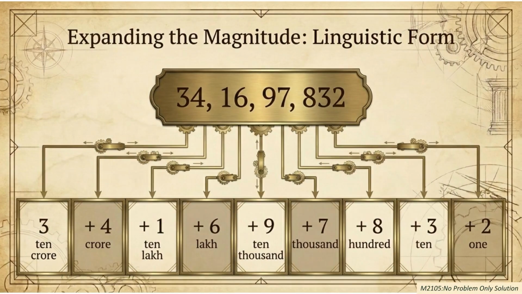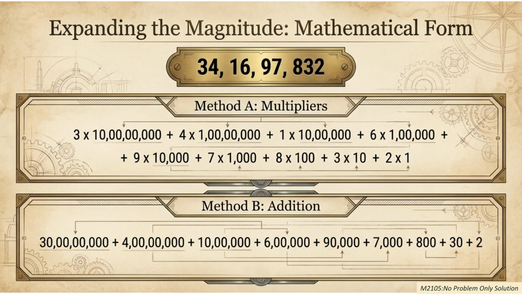This slide displays how a large number is broken down into its linguistic components, mapping each digit to its corresponding place value name from crores down to ones. Here we see the mathematical expansion of that same number, demonstrating how the system functions through both multiplicative and additive methods.